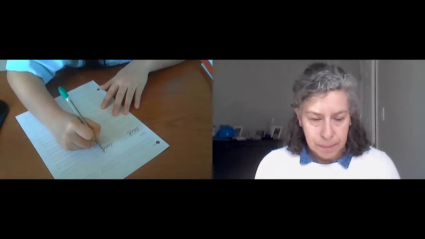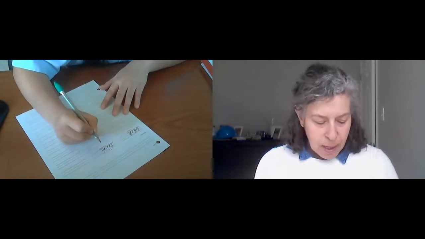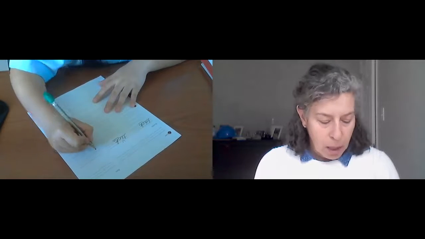Okay, so the first sound is b. Okay, code and read. Back. Good. Next one is t. T. I. K. Tick. Good. Okay, now with tapping, lock.